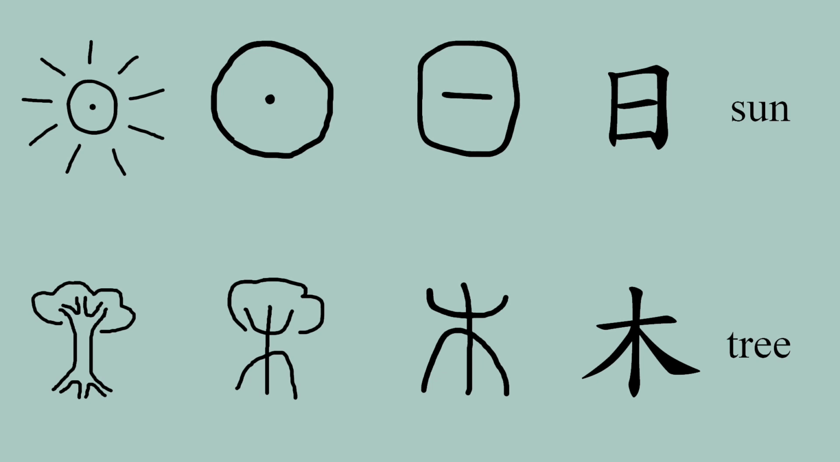Now observe how the word tree evolved from its original drawing to its present form. First, the tree's branches and roots were simplified, then the tree lost its crown, which became the written word for tree.